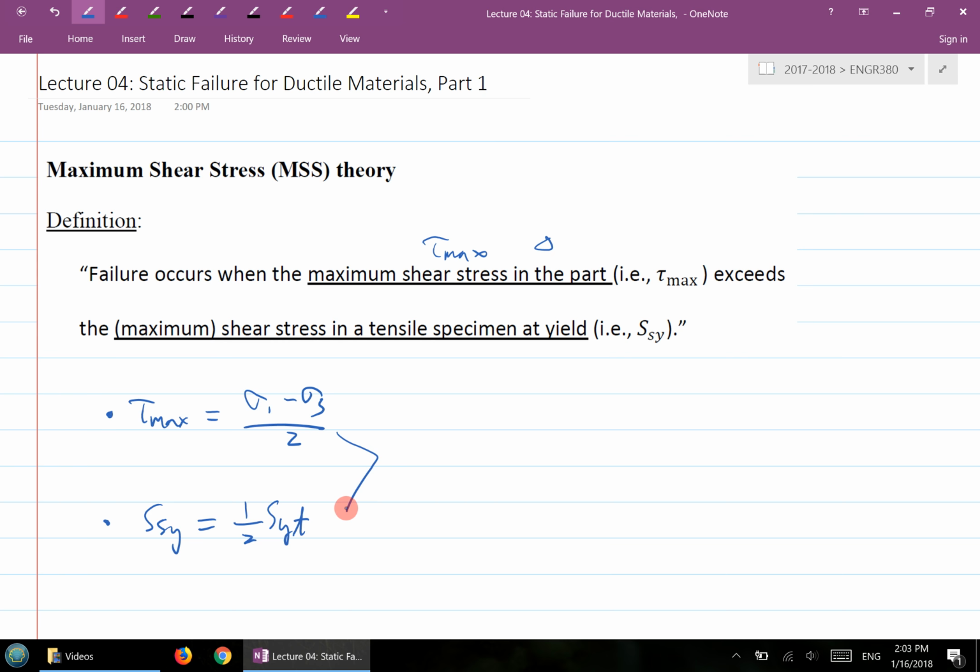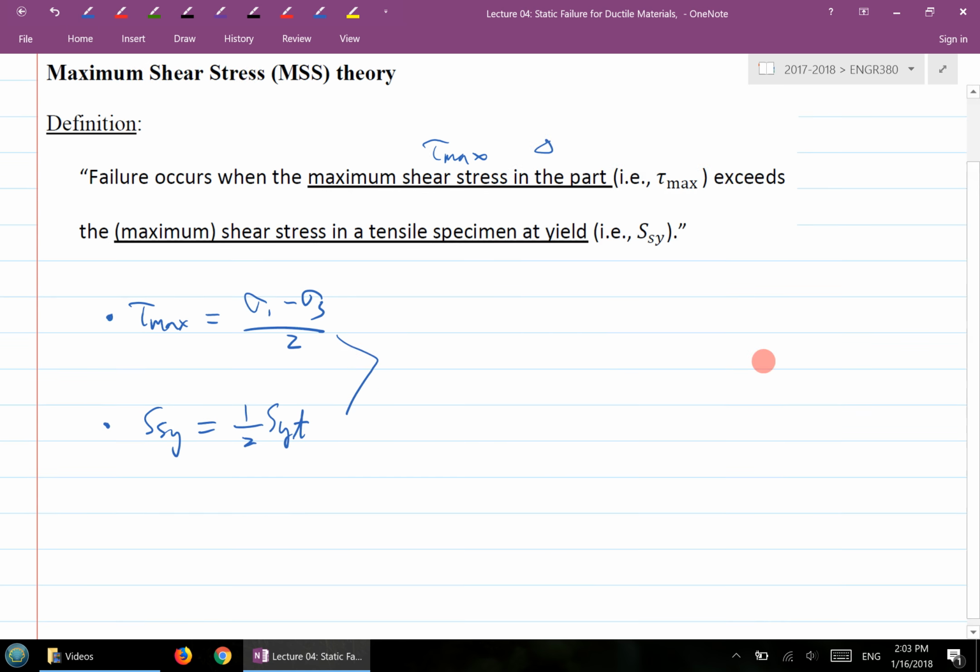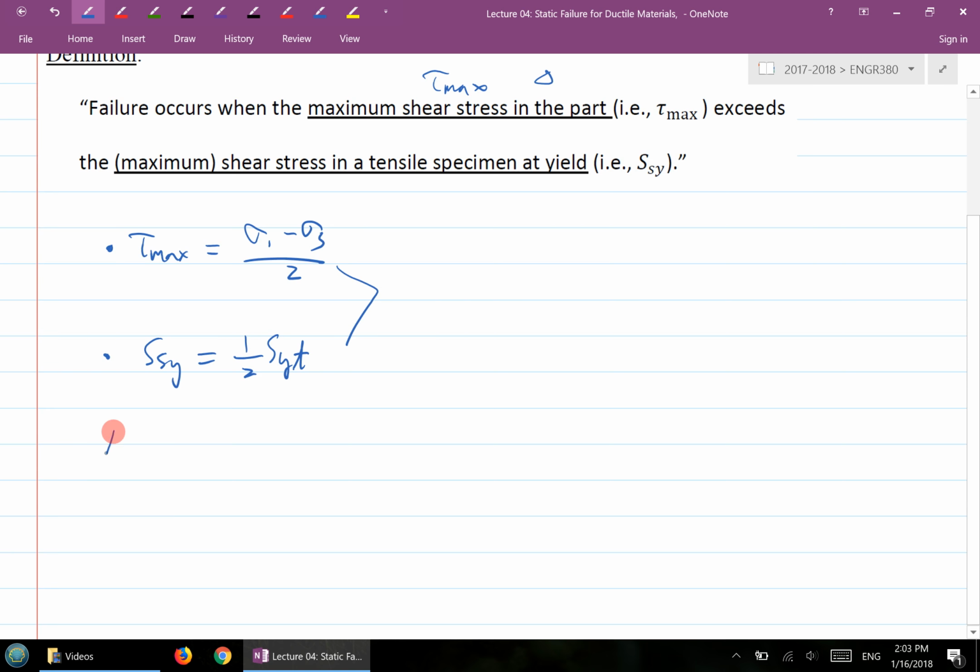Given the material, you'll be able to find this one by looking it up in the tables. And given the state of stress, you can find this one here. So you literally compare these two, and which one is bigger will tell you whether you have a failure or a safe condition. Okay, that's your MSS theory. In this part, we're going to look at this in a more detailed fashion.